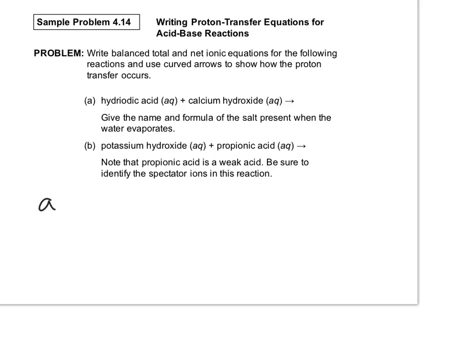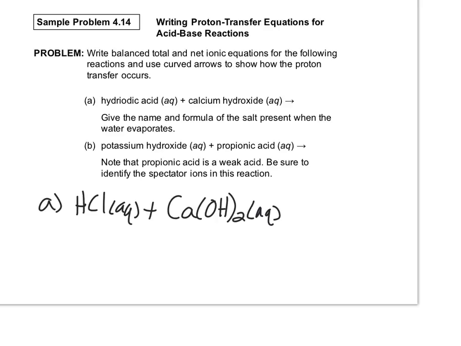In A part, I have hydrochloric acid, that's HCl, plus calcium hydroxide, Ca(OH)2, aq, right? Calcium has a 2 plus charge, hydroxide has a -1, so I've got to have 2 of those. Yields. So now I'm going to trade partners, right? So the hydrogen is the positive in that one, and the hydroxide is the negative in that one. So they're going to pair together, and anytime I have an H and an OH, remember they form H2O.